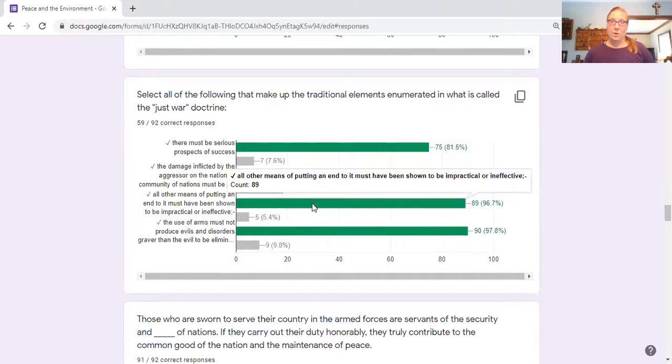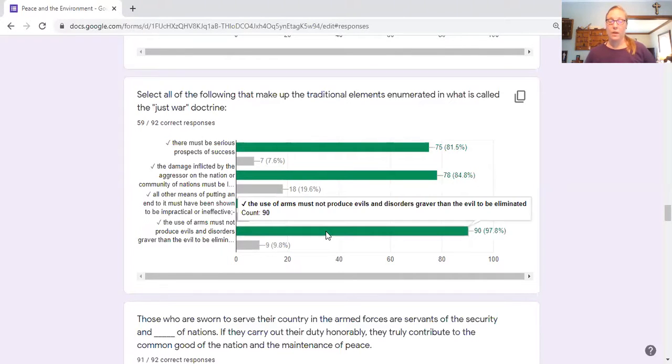Okay, the next one: all other means of putting an end must have been tried and shown to be impractical or ineffective. So you've tried everything in a peaceful way without doing war, and nothing has worked and nothing will work except for that.